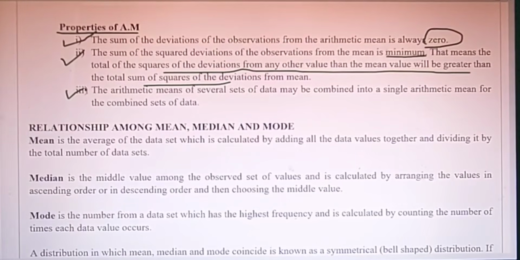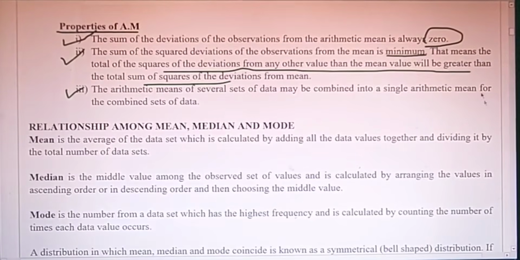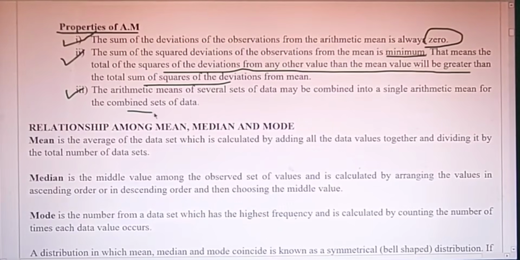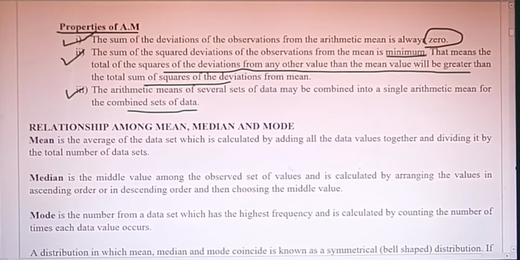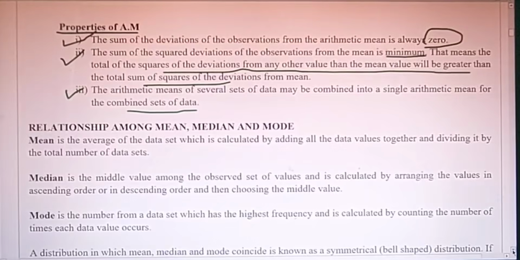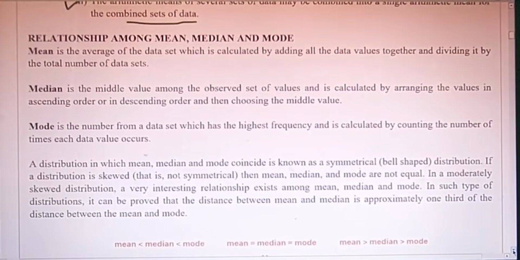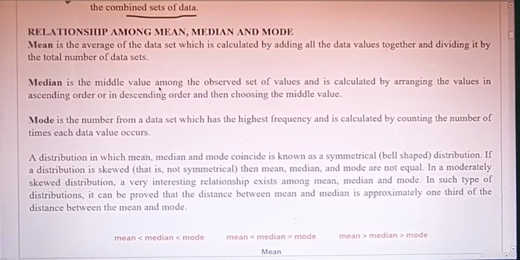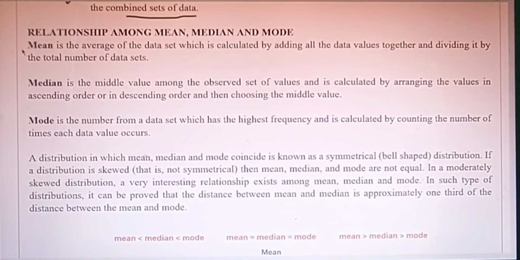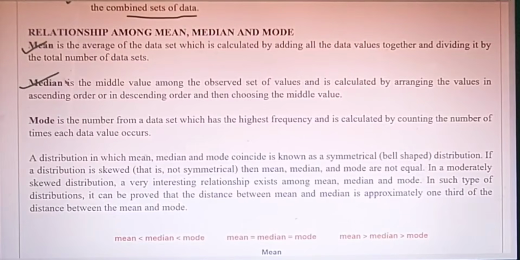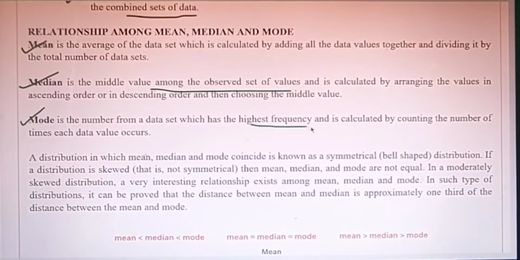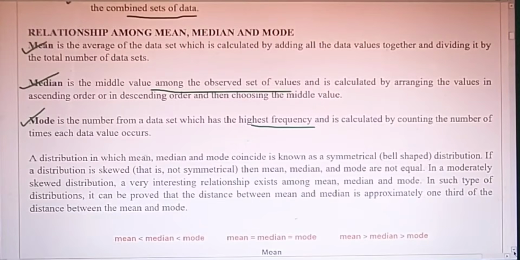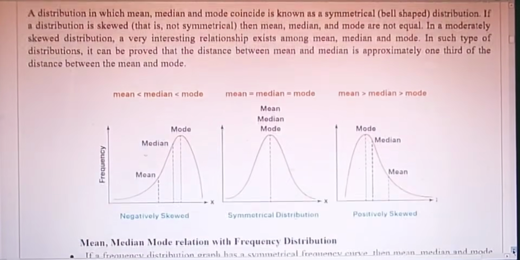Then, arithmetic means of several sets of data may be combined into a single arithmetic mean for a combined set of data. That means we can combine different sets' arithmetic means to get a combined mean. Then in this question you also have to write the relationship between mean, median and mode. Very important question also. Just now I told you about the mean. Median is the middle value of the observed set of values, and mode is the value of the class which has the highest frequency.